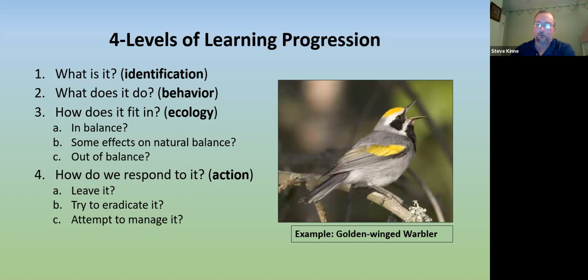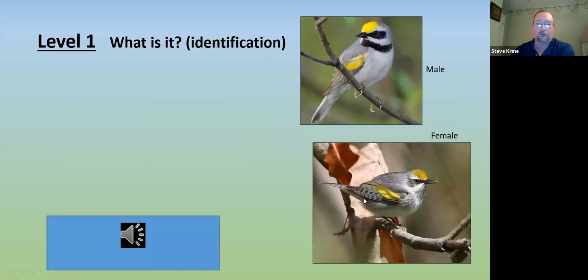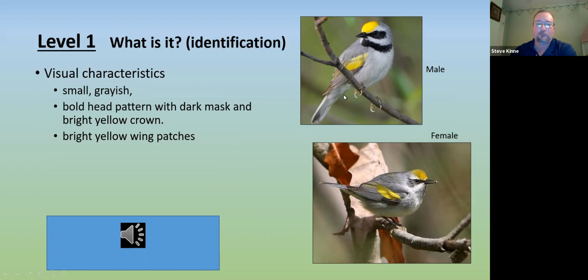and we'll see how that fits in. So level one again is the identification. What is it? Typically for birds, most people start off with the visual characteristics. You'd look at this bird and say, well, it's small and grayish, but it's got this bold head pattern with a black mask, a bright yellow crown and yellow wing patches. That's the kind of thing you would use to identify it visually.